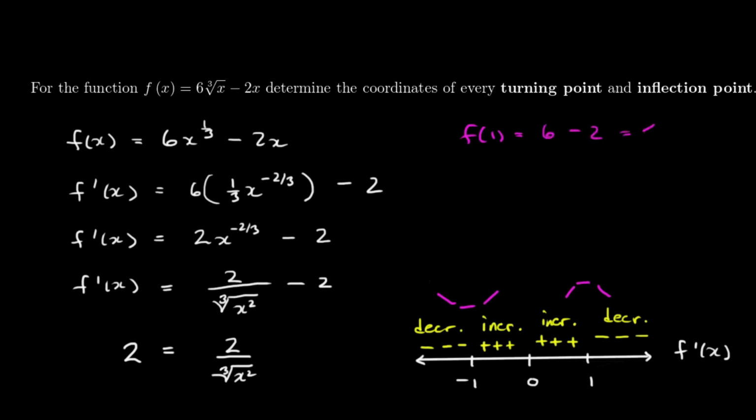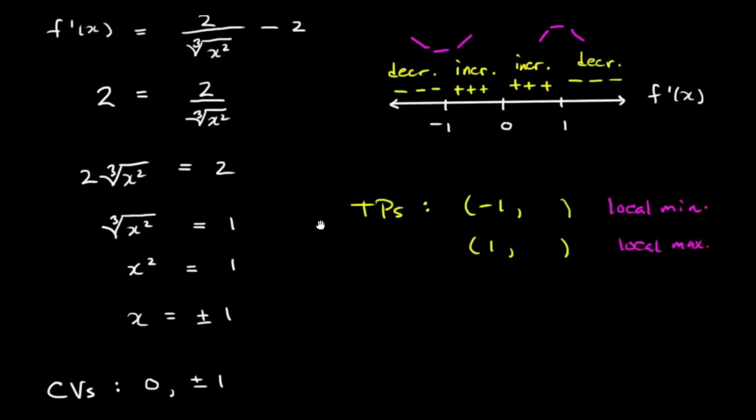That looks like it's going to be 4. And I would expect negative 1 to behave very similar to that. It's going to be 6 times the cube root of negative 1, which is negative 1. And then we better watch our sign change here. Looks like we're going to get negative 6 plus 2, so negative 4. So at negative 1, the y value is negative 4, and at positive 1, the y value is 4. I'll just put those in as yellow.